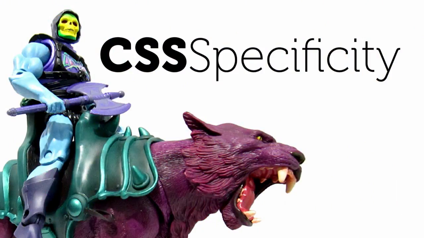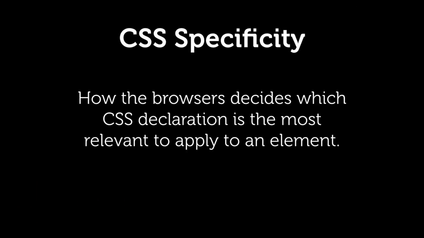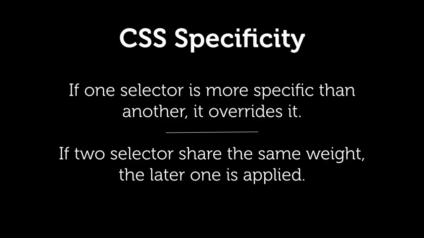So by show of hands, how many of you know what CSS specificity is and how it works? Right. So CSS specificity is how the browser decides which CSS declaration to apply to an element. Every CSS rule has a particular weight, meaning that it can be less or more important than other rules, or equally important. So as a rule, if one selector is more specific than another, it overrides it.